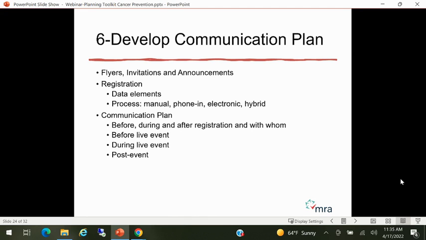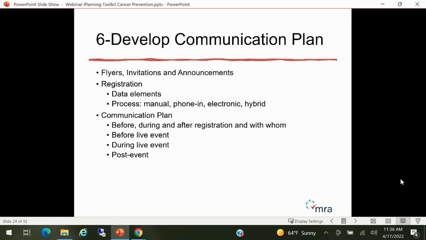And then for your registration, what's the process? Is it going to be manual, paper, fax, phone in? Is it going to be done electronically from the website or from an email link or a combination thereof? Again, target that process to your audience and what they are most capable of doing and completing for you.